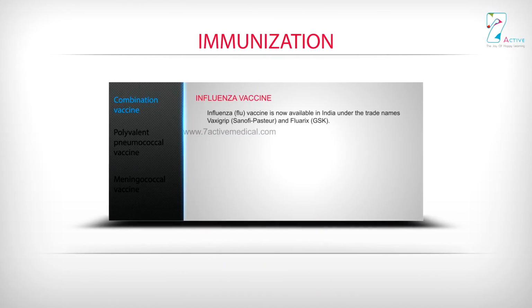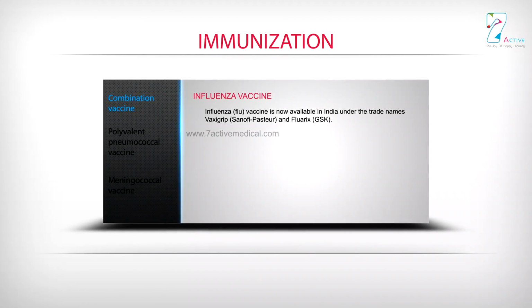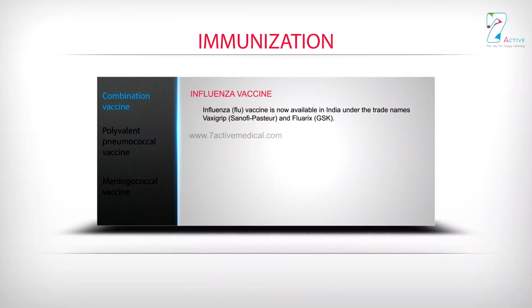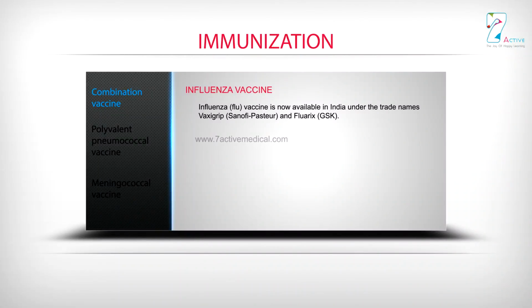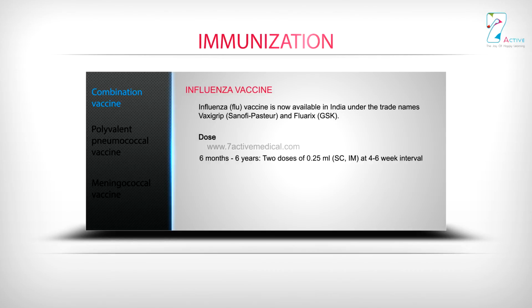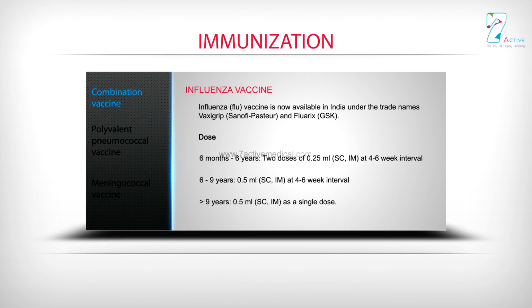Influenza Vaccine. Influenza, flu, vaccine is now available in India under the trade names Vaxigrip, Sanofi Pasteur, and Fluarix, GSK. Dose. 6 months to 6 years: 2 doses of 0.25 milliliter SC or IM at 4 to 6 week interval. 6 to 9 years: 0.5 milliliter SC or IM at 4 to 6 week interval. Greater than 9 years: 0.5 milliliter SC or IM as a single dose.